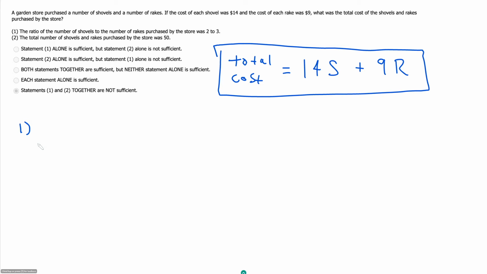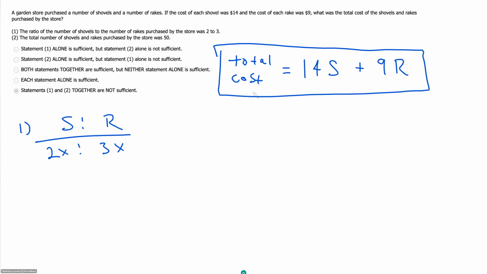Statement 1. The ratio of the number of shovels to the number of rakes purchased by the store was 2 to 3. So here we know we have a ratio problem now, which usually I like. So they give us a ratio of S to R, and so this is the same S and R from our equation up here. S is the number of shovels, R is the number of rakes, and we know if we have 2x shovels, that means we have 3x rakes, and so we can now substitute our S's and our R's with X's.